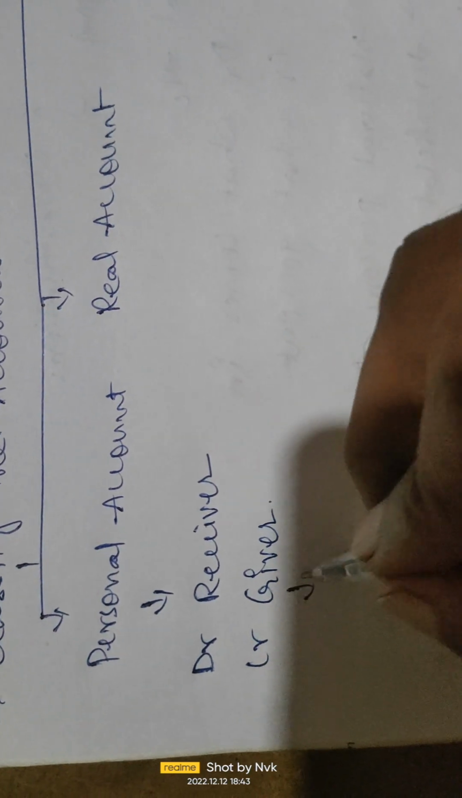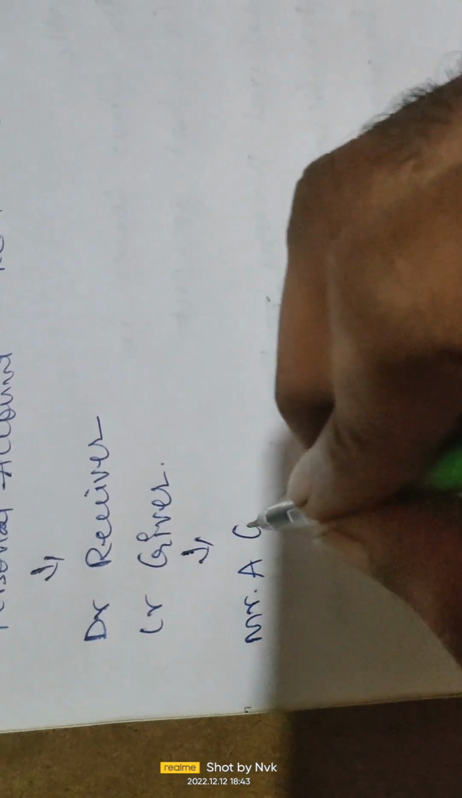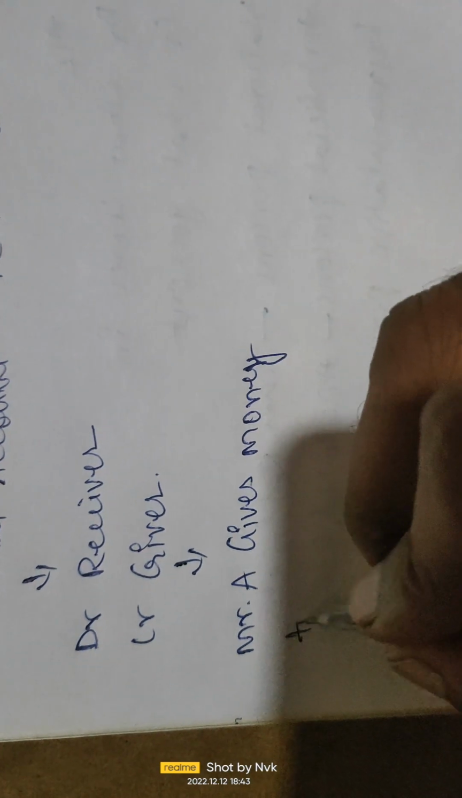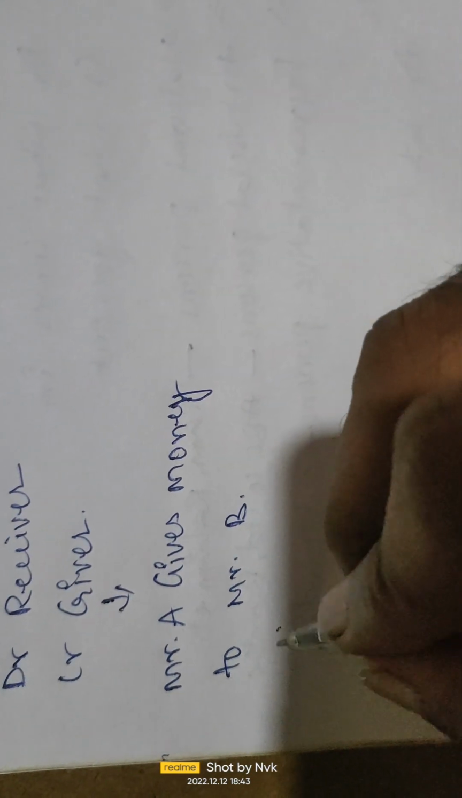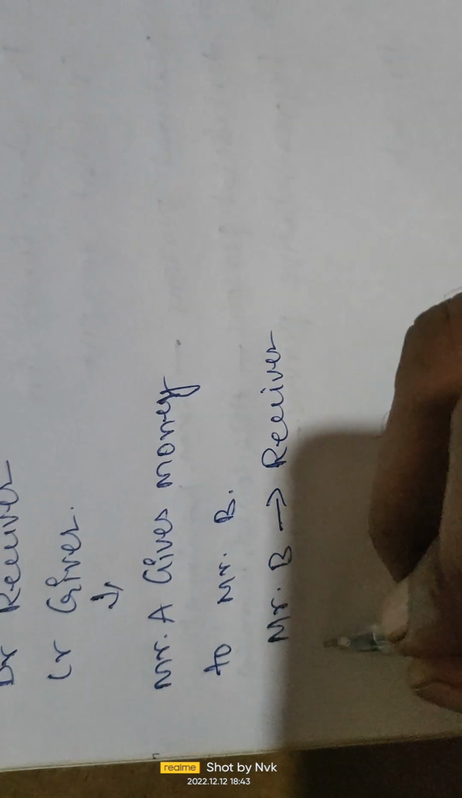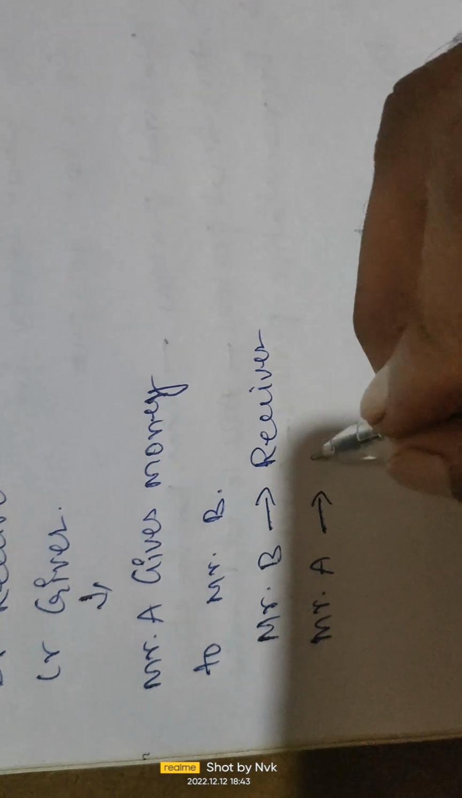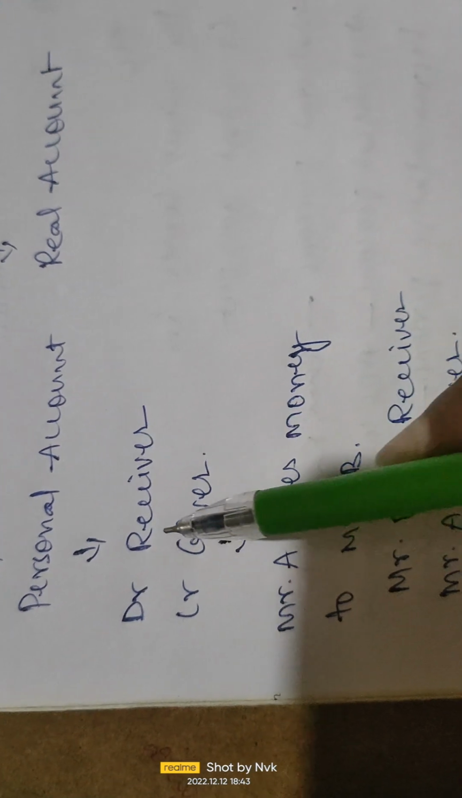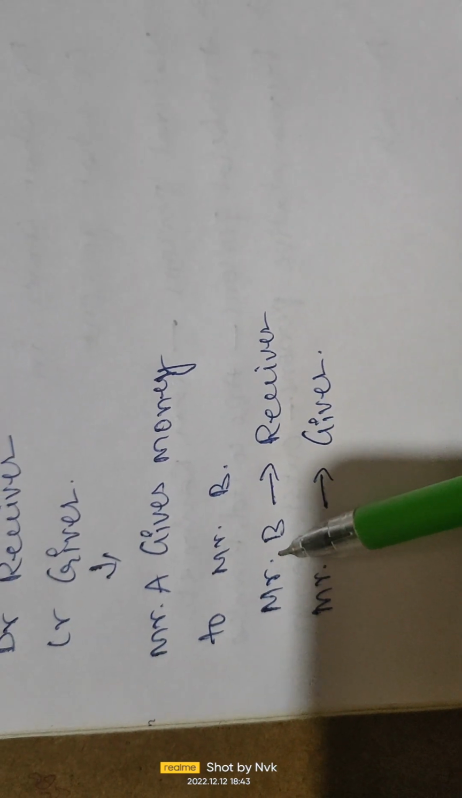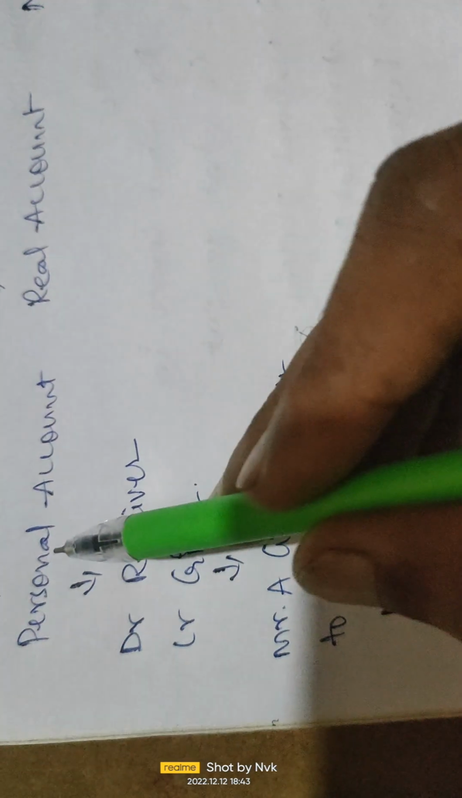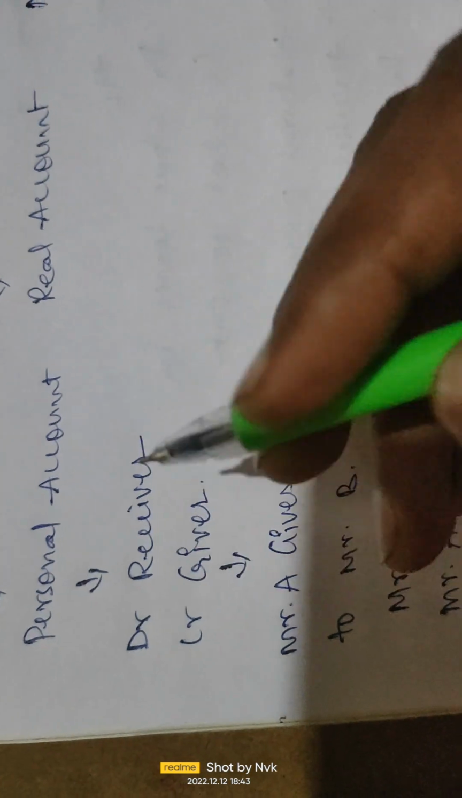For example, Mr. A gives money to Mr. B. In this situation, Mr. B is the receiver and Mr. A is the giver. So as per the rule of the personal account, we debit the receiver, which means Mr. B is debited and Mr. A is credited. Another thing is that the personal account has three different classifications.